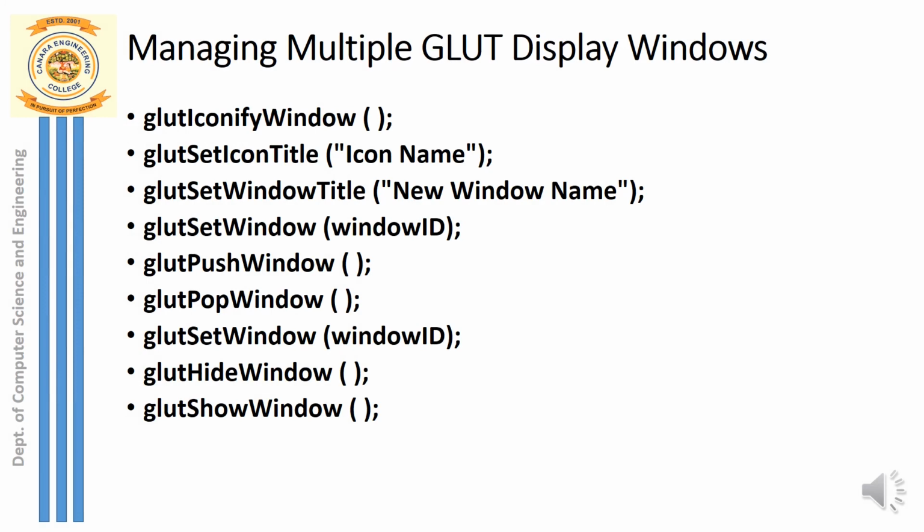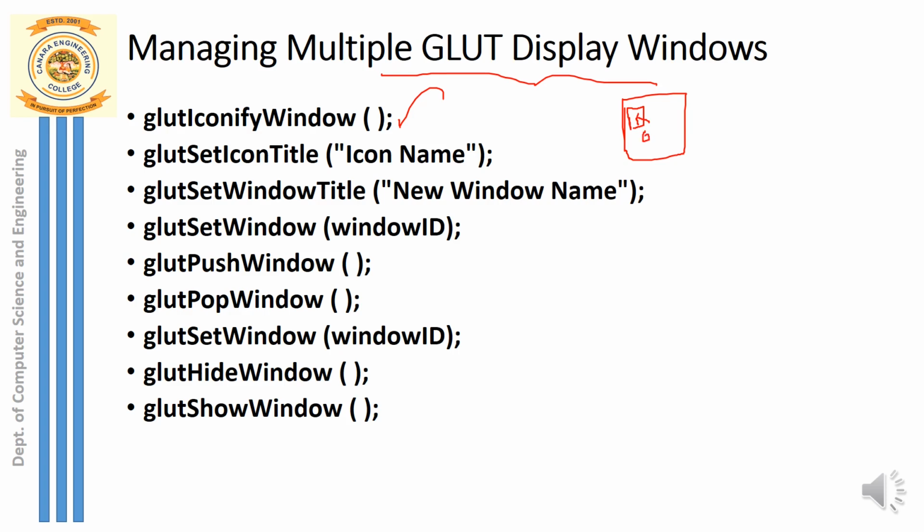Next, how to manage multiple display windows. What are the OpenGL functions required to manage multiple display windows? You can see here the first function, glutIconifyWindow. Suppose I have multiple display windows on my computer screen. You can choose a current display window and convert that current display window into one small icon.